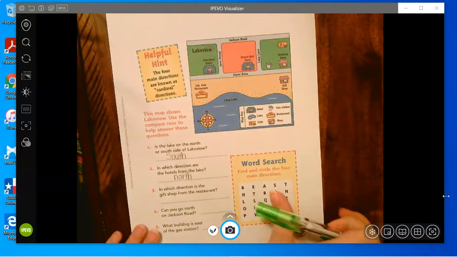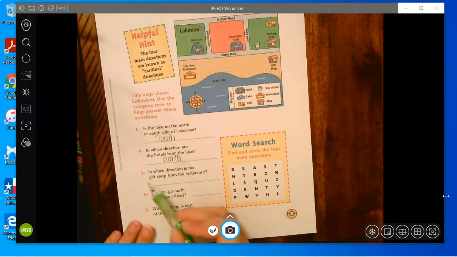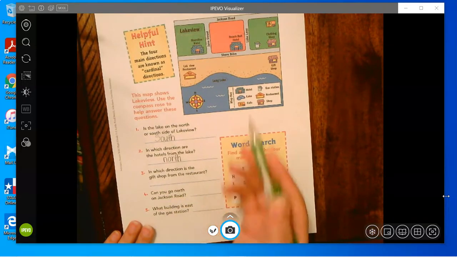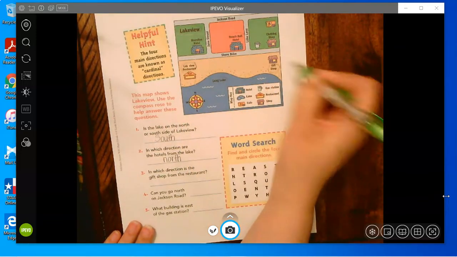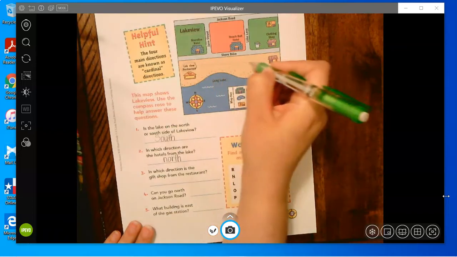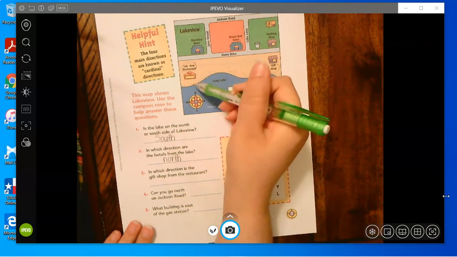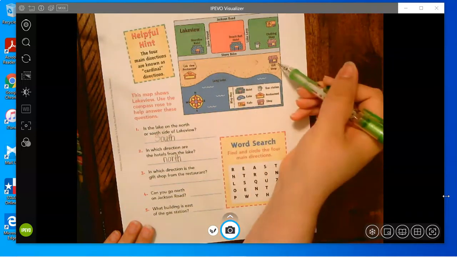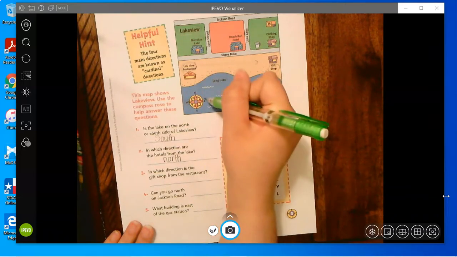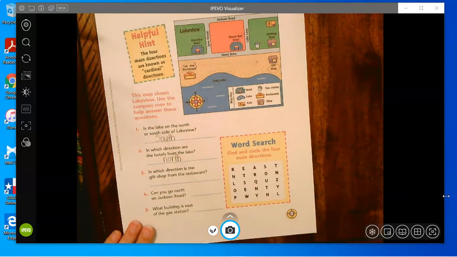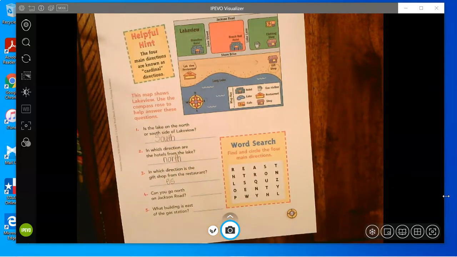Okay, guys, and if you don't have this handout, just pay attention, okay? In which direction is the gift shop from the restaurant? Okay, so here's the restaurant. Here's the gift shop. Okay, so I'm going to be looking this way. What direction is that? Look at your compass. If I'm starting over here and I'm going to the right, what would that be? I'll give you a hint. It's either going to be west or east. If you picked east, you are correct. Oh, I'm spelling it wrong.